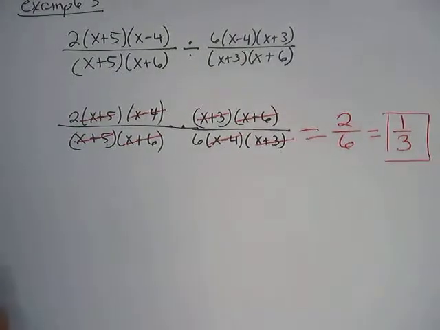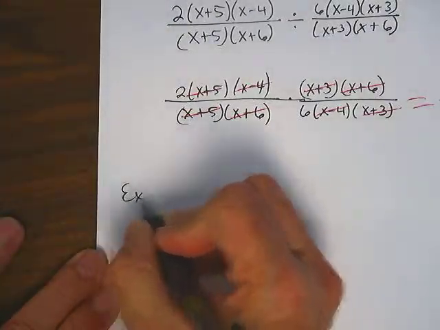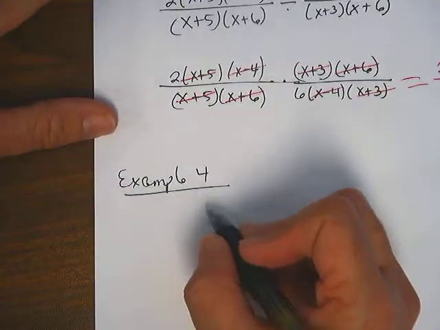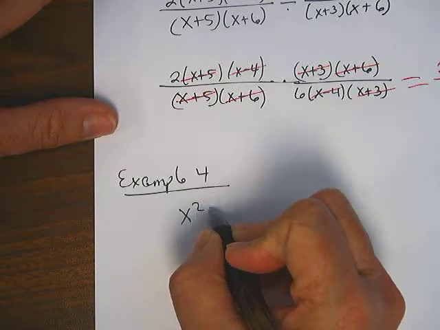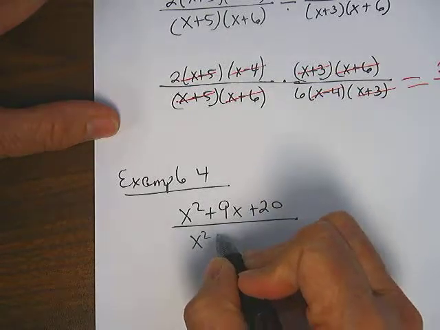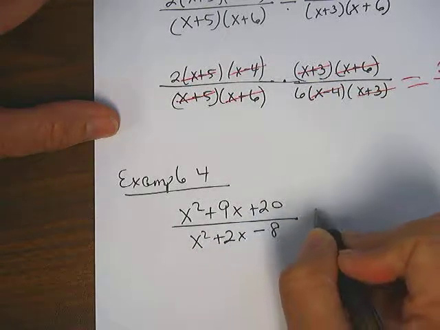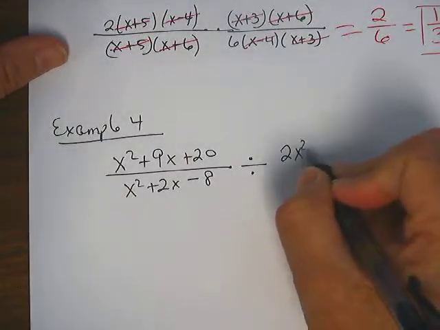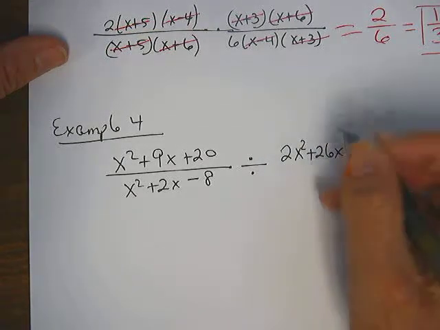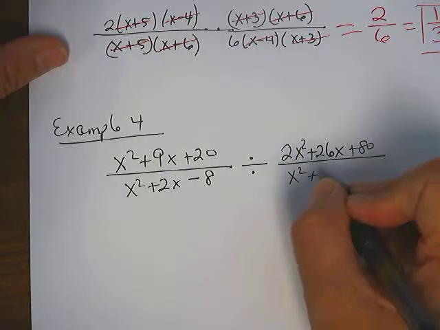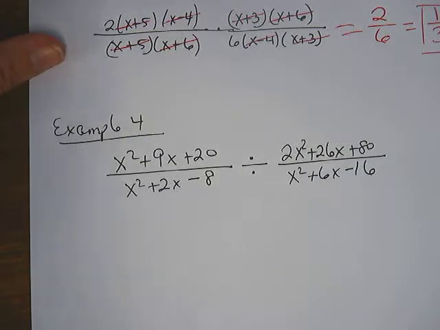Okay, one final problem, and then you're ready to go. So example 4. We'll do one that has not been factored. X squared plus 9x plus 20 divided by x squared plus 2x minus 8, and that whole rational expression divided by 2x squared plus 26x plus 80 divided by x squared plus 6x minus 16. Ooh, lots of factoring practice here.